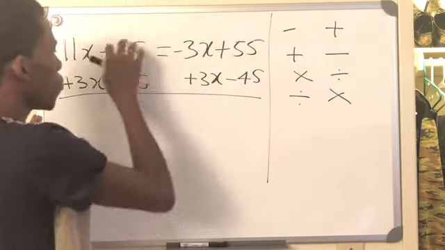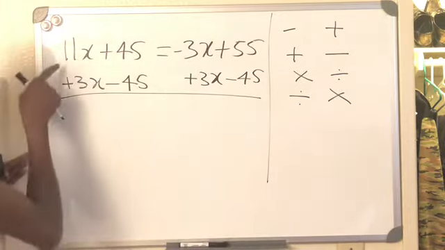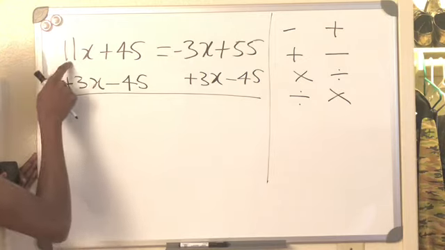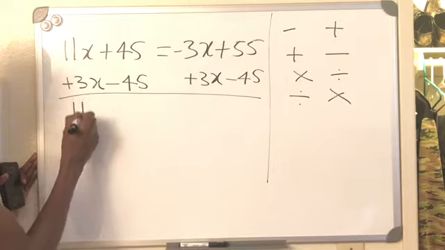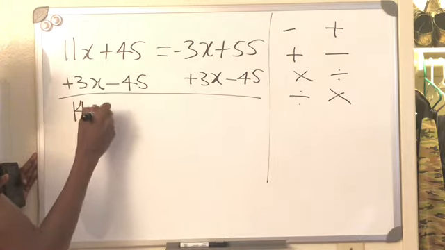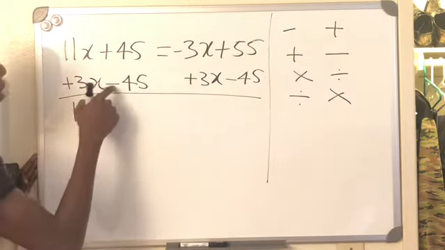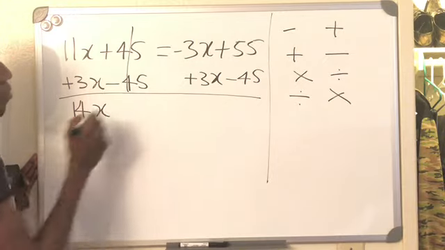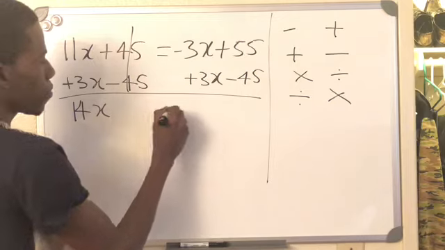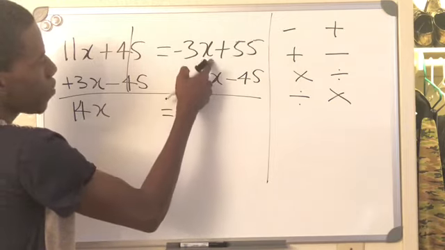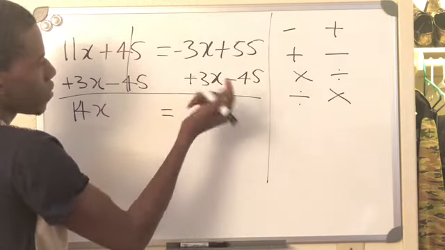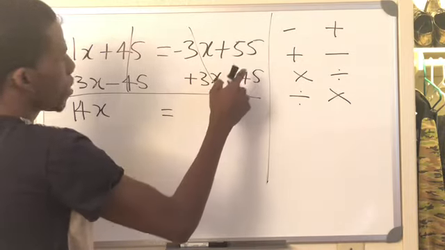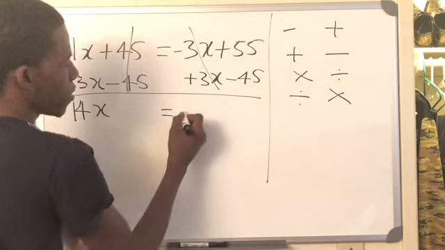Now we're going to add these to see what we get. So 11x plus 3x. That means 11 plus 3 is 14, and I keep my x. Minus 45 plus 45, 0. Equal. Minus 3x plus 3x, 0. Plus 55 minus 45, that's 10.